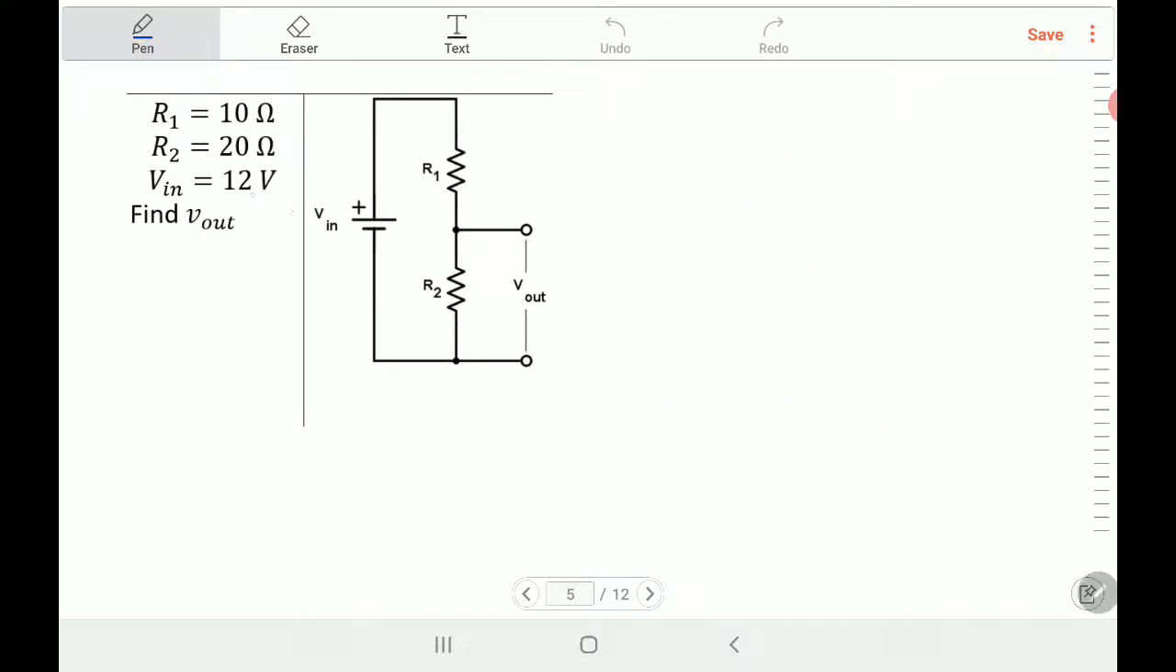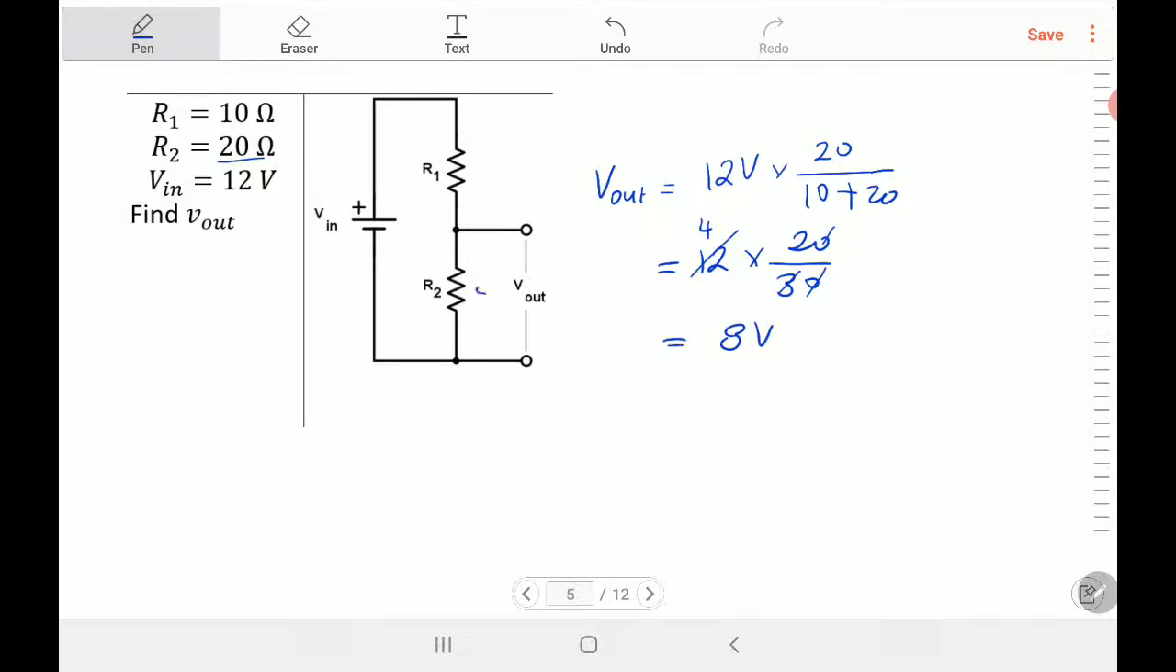You have here a 12 volts battery, and R1 equal to 10 and R2 equal to 20. You want to find the voltage across R2. That will be simple. We'll say that the output voltage is equal to the total voltage, 12 volts, times the resistance across which I'm going to take the voltage output, which is R2, 20 ohm, divided by the total R1 plus R2. So it will be 12 times 20 over 30, 0 cancel, by 3 is 1, by 3 is 4, 8 volts. So here I have 8 volts.